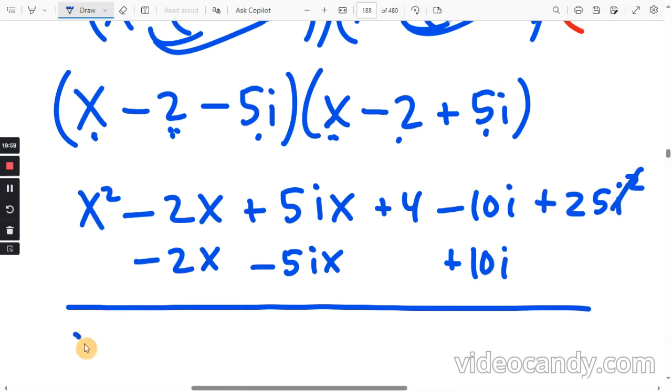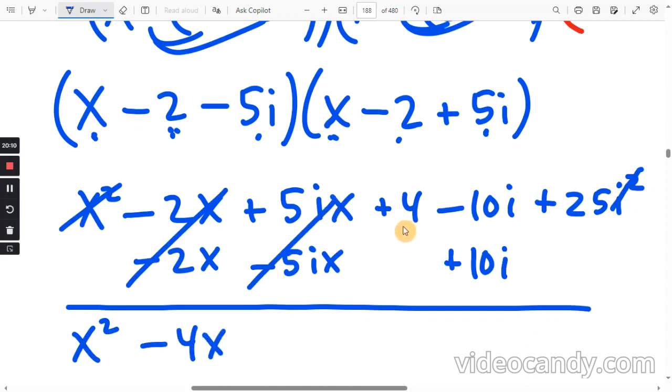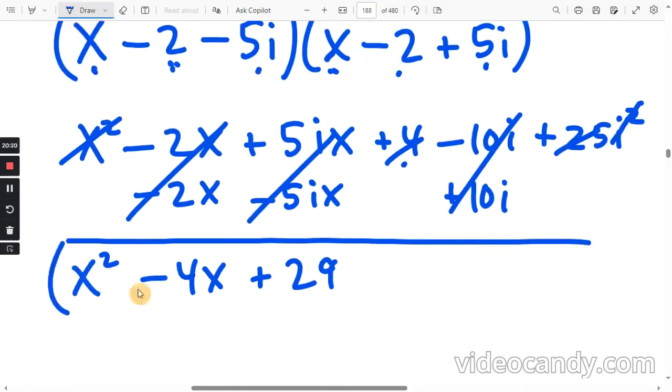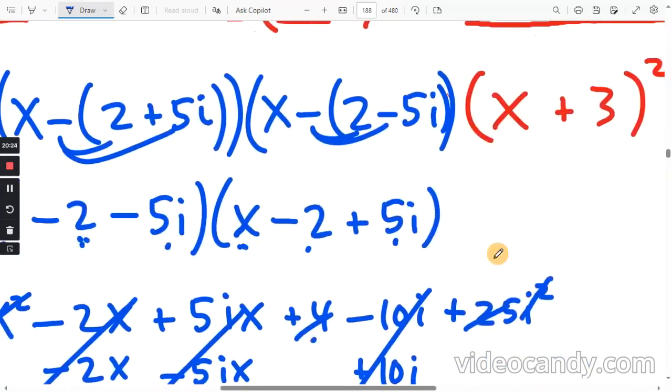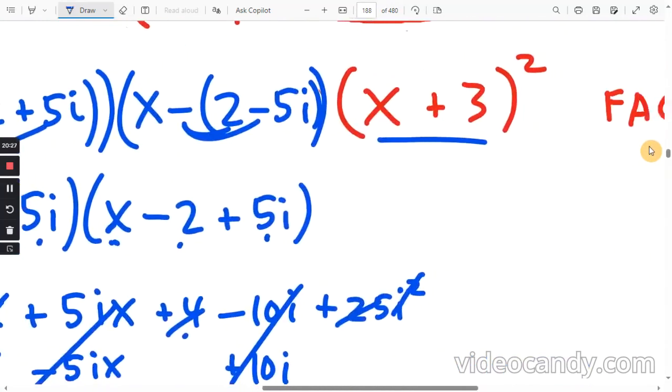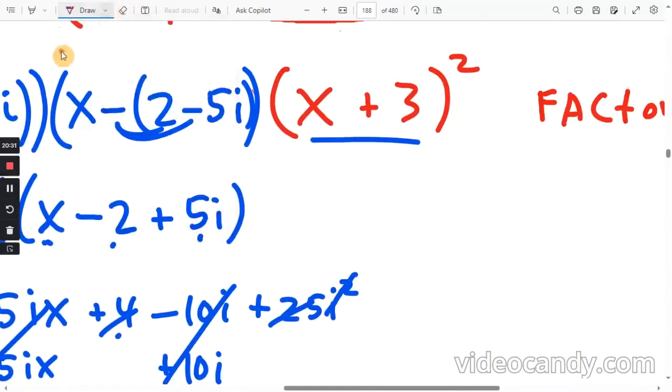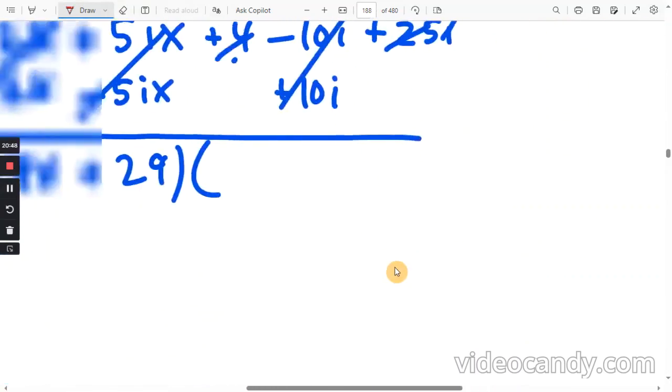All right, we have x squared. Negative 2x and negative 2x make negative 4x. These two cancel. Plus 4 plus 25 is plus 29. And these two cancel. So this right here is going to be times x plus 3 squared. Actually, let me unpack the x plus 3 squared. Using FOIL, x times x is x squared. Inner and outer is going to be 3x plus 3x, that's 6x. And last is 3 times 3, that's 9. X squared plus 6x plus 9 goes right here.